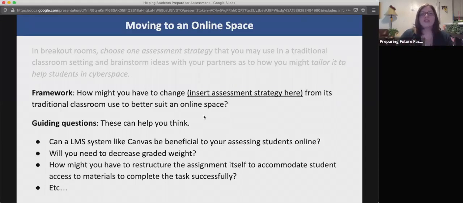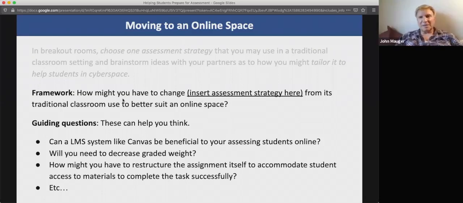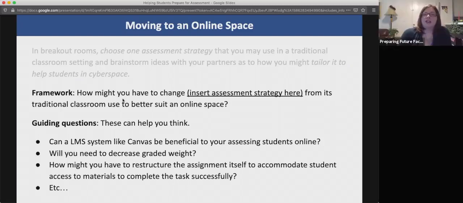Oh, John, you're muted. It would help if we had a specific assignment in the context of a regular face-to-face classroom, and then suddenly what happened now has happened, and we've got to rethink that assignment a little. That's a good way to do it as well. But for now, I want you to try to choose one yourself.